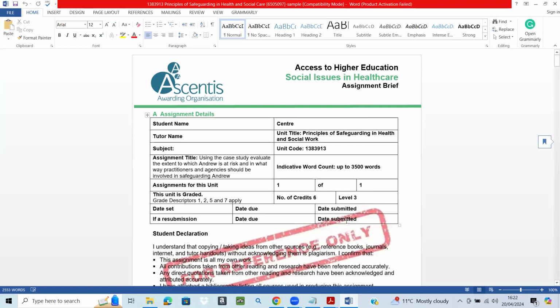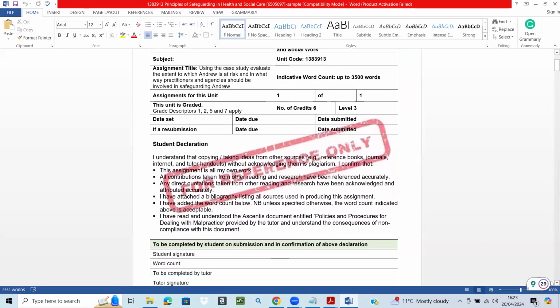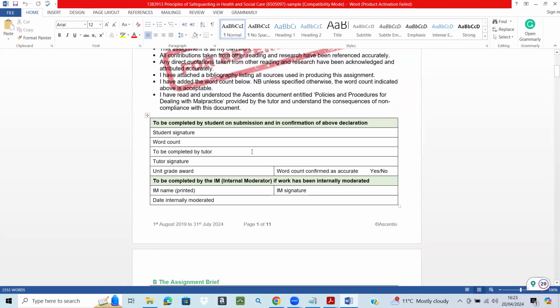For example, in this assignment you would all have a front sheet. We all need to fill out the assignment front sheet, and this is for your reference only. This is a sample. You'll need to write your name, the tutor name, the subject, and so on. So make sure that we fill out the front page properly. Then we need to do the declaration, with your signature, then the word count, and this section is to be completed by the tutor.